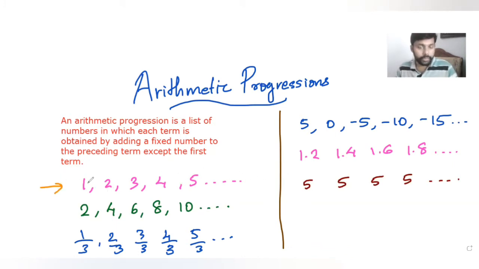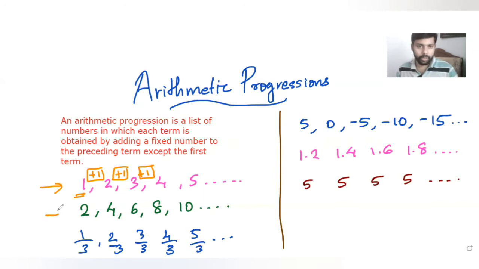Here we can consider this list as an arithmetic progression because we have a first term, that is 1, and we are adding a fixed number. That means the fixed number is 1 here. That fixed number is added to each term to get the next term. So 1 plus 1 you are getting 2, 2 plus 1 you are getting 3, 3 plus 1 you are getting 4. Like that you add a fixed number, you will get the next value.